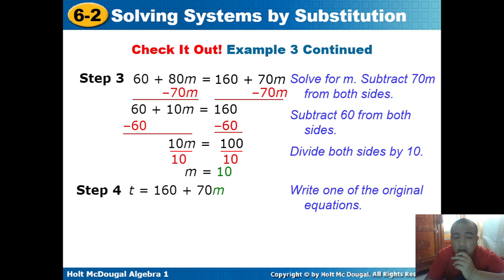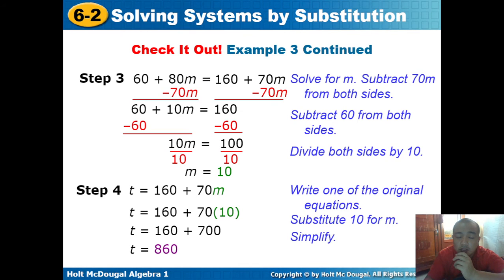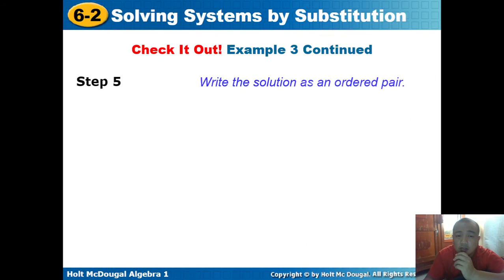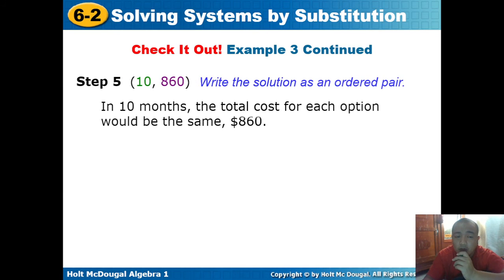How about T? Substitute M equals 10 into equation 1 or 2. We choose T equals 160 plus 70M. 700 plus 160, 860. So the solution is the ordered pair (10, 860). This means in 10 months, the total cost for each option would be the same, $860.